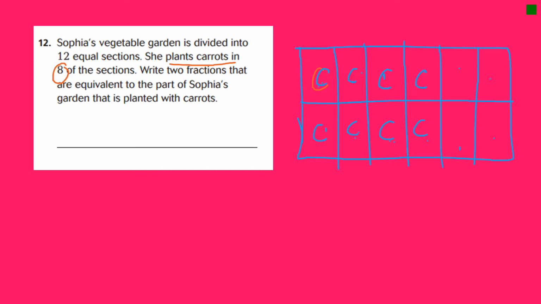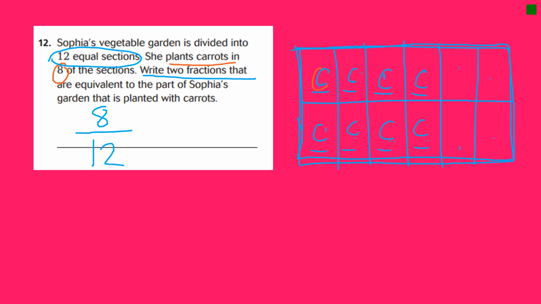Okay, so we have to write two fractions that are equivalent to the part of Sophia's garden that is planted with carrots. Well, the first fraction I write, let's start with the one that's right in our face, right? How many pieces are shaded? 1, 2, 3, 4, 5, 6, 7, 8. 8 out of how many that make the whole garden? Remember the job of the denominator. How many pieces make the whole thing? It says it right there, right? 12. 12 equal sections.